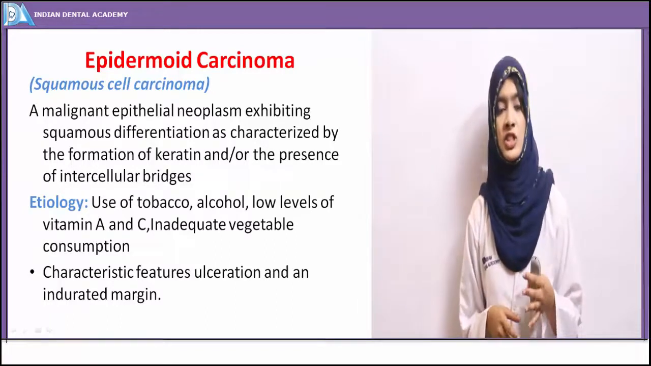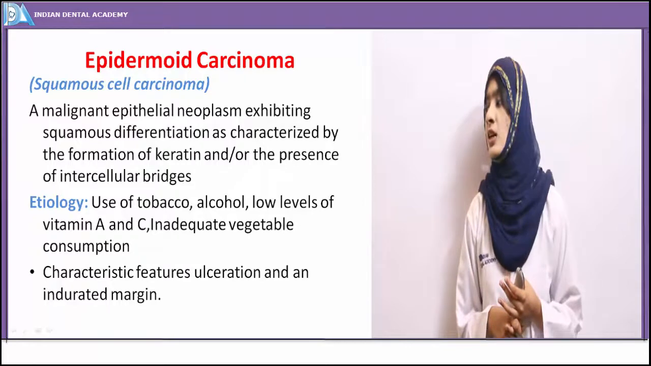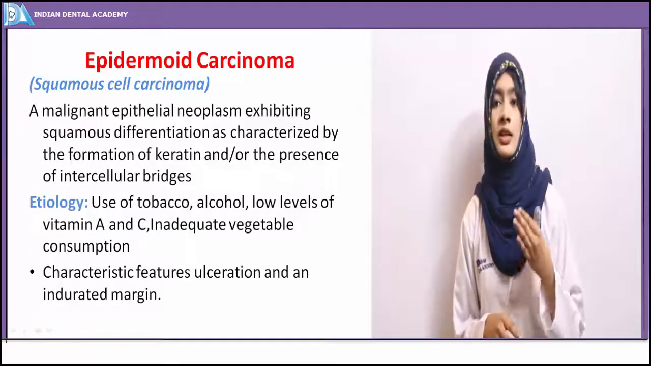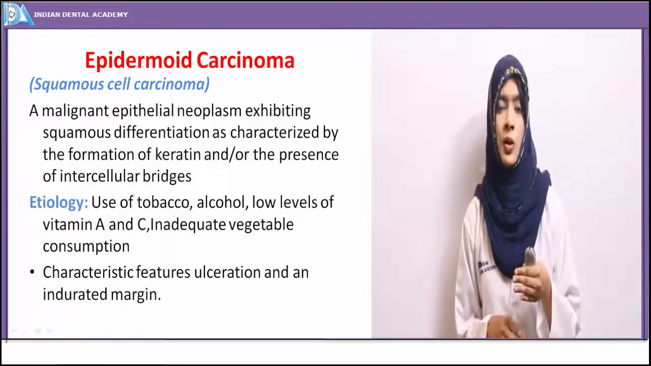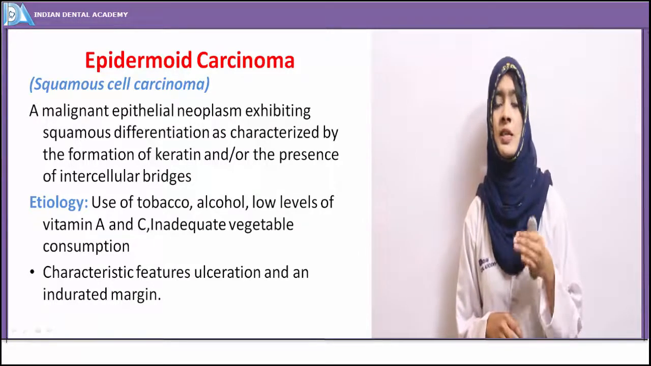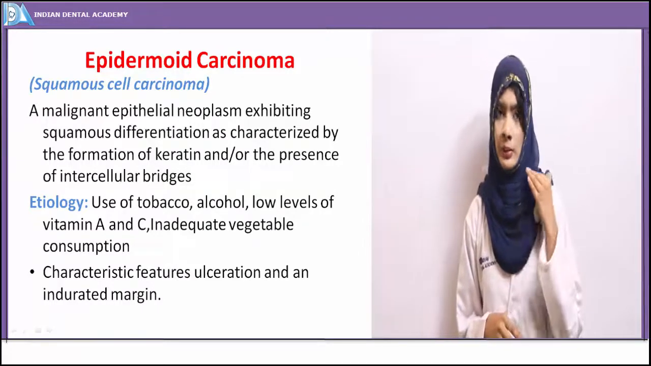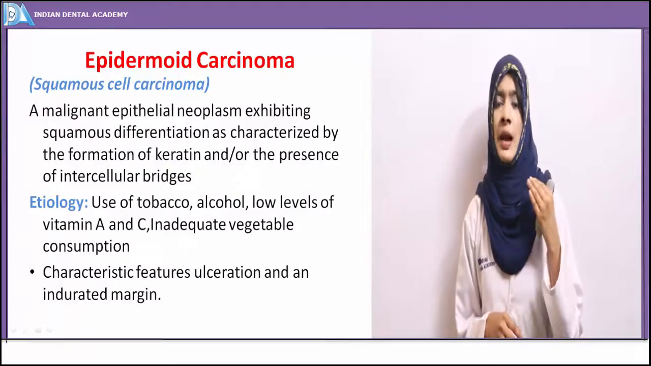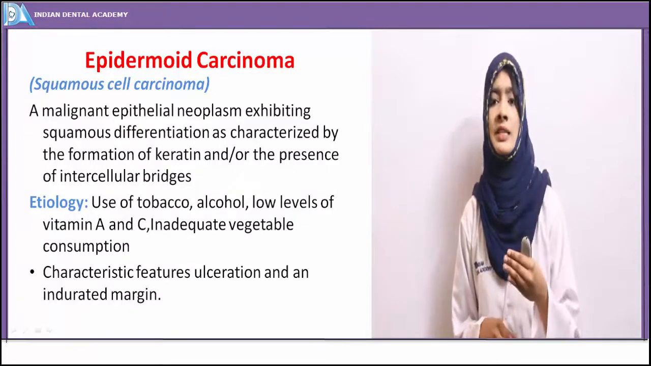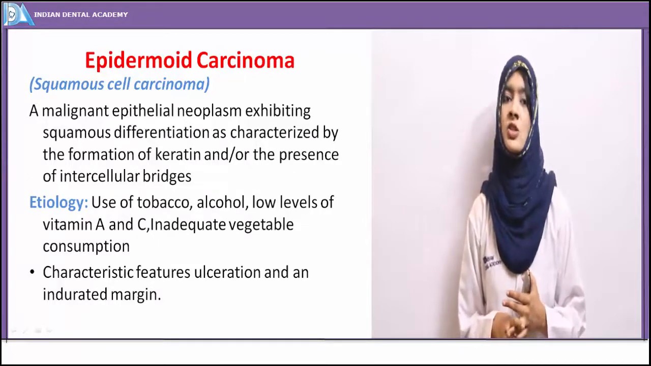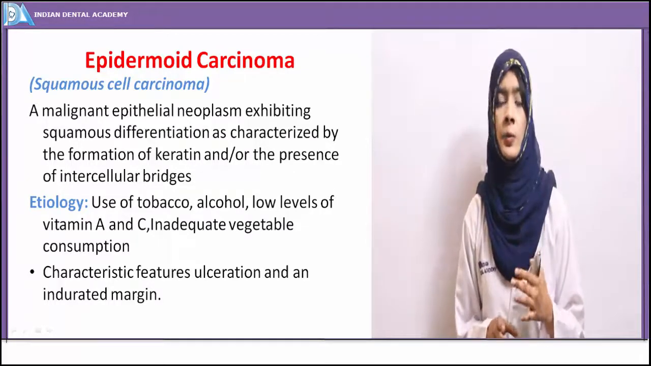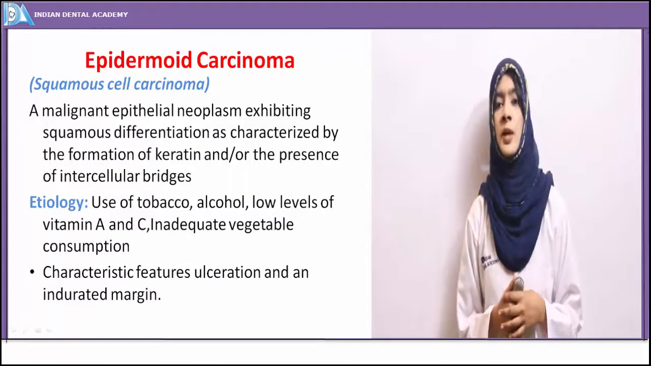Along with that, insufficient intake of vegetables and food also gives rise to deficiency. These deficient cells are immunocompromised or immunosuppressed, and they tend to show rapid spread of the invasion, or rapid spread of the epithelial malignancies. And vitamin A and vitamin C deficiencies also make the individual more prone to malignant epithelial neoplasms.